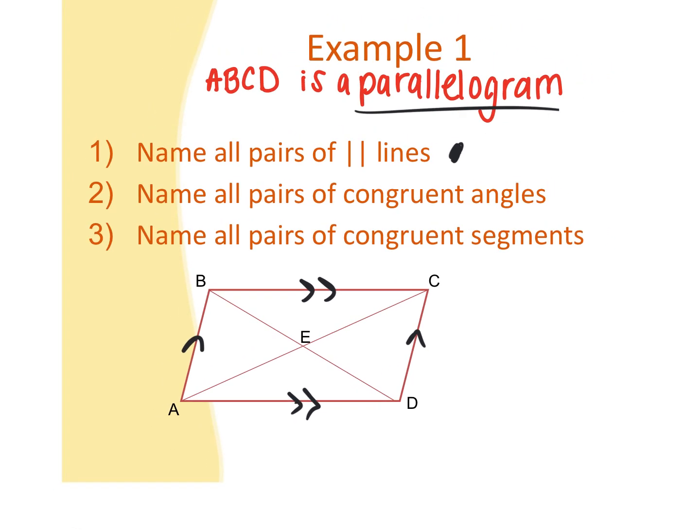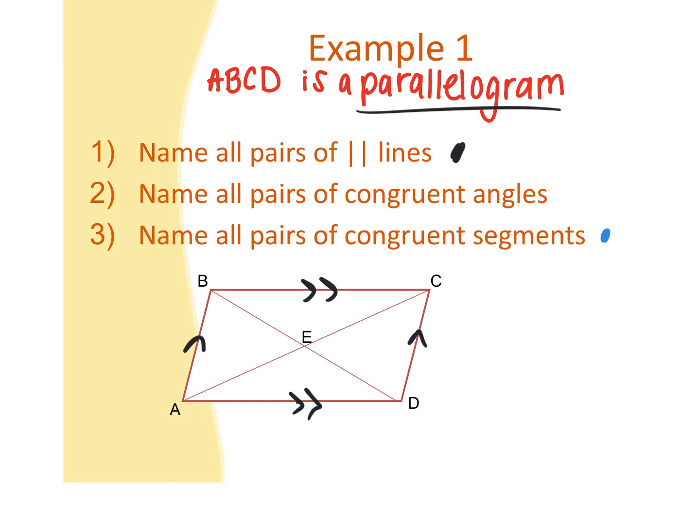Guys, jump to number three. We're going to save number two for last because number two is going to be a lot, okay? So, name all pairs of congruent segments. John. CE, AE, and BE, and ED. Very good. Those are diagonals. So E has to be the midpoint of each of the diagonals. So it cuts BD in half, and it cuts AC in half.